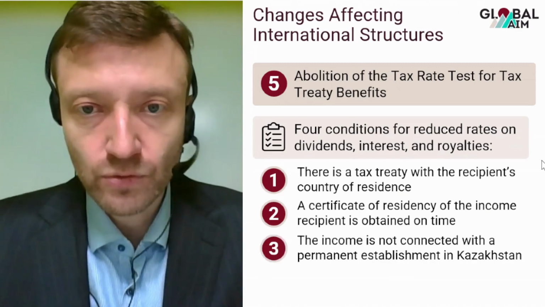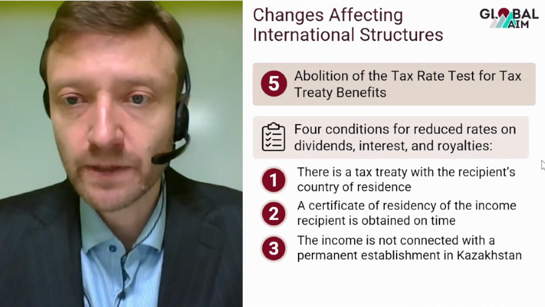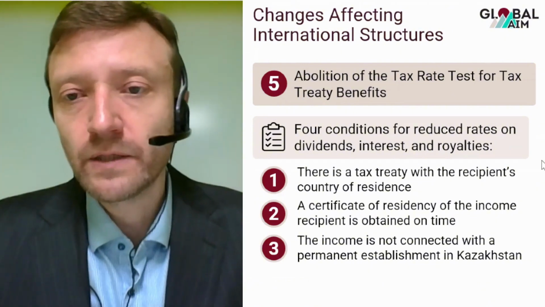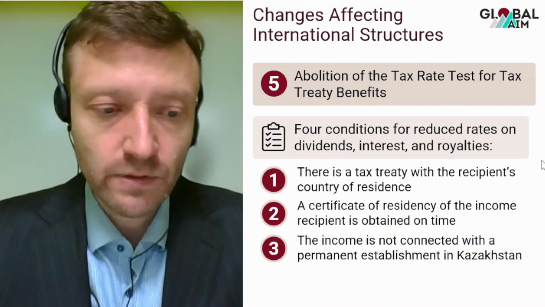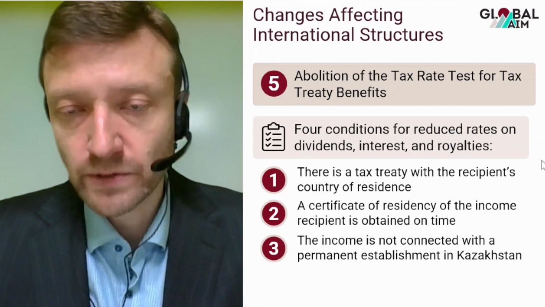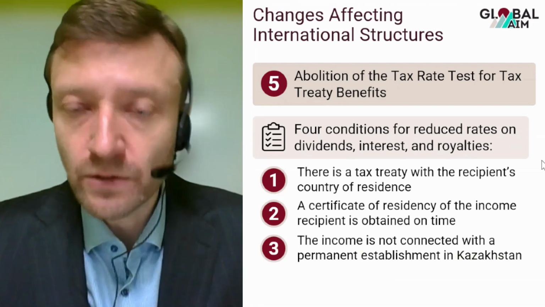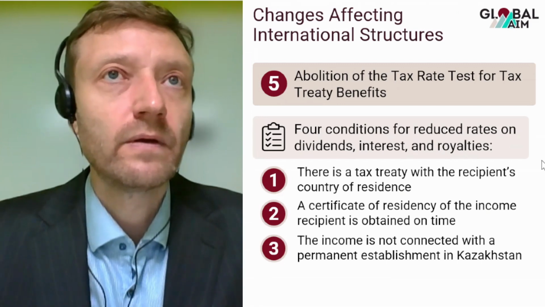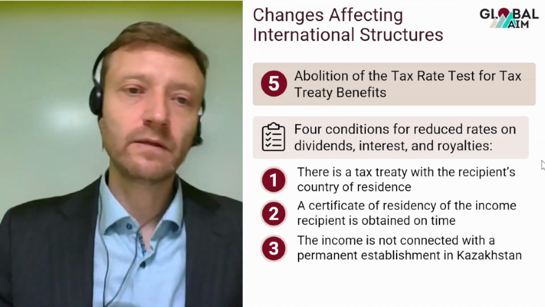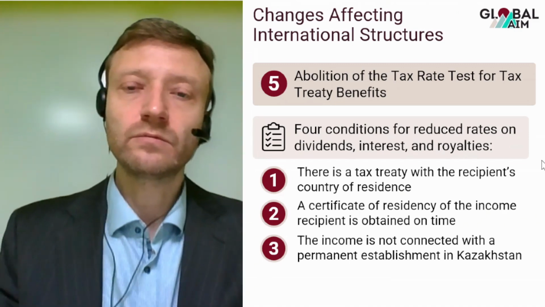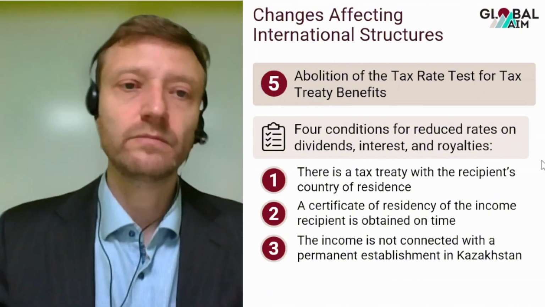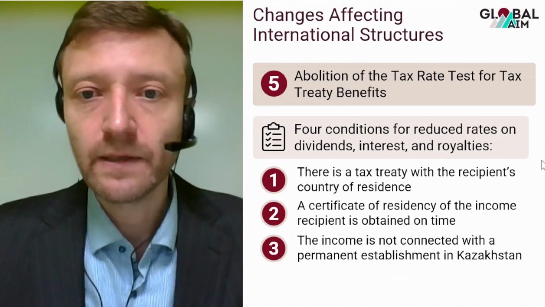Next, income should not be connected with a permanent establishment in Kazakhstan. Again, this rule existed before. It was drafted differently, and it was interpreted very aggressively by the tax authorities in Kazakhstan. The new wording of this requirement is again in line with international principles. Treaty benefits exist where income is not attributable to a permanent establishment in the source country.